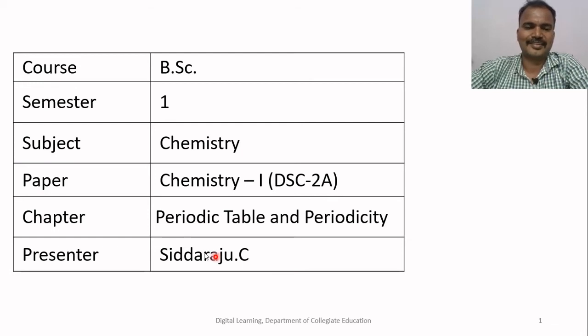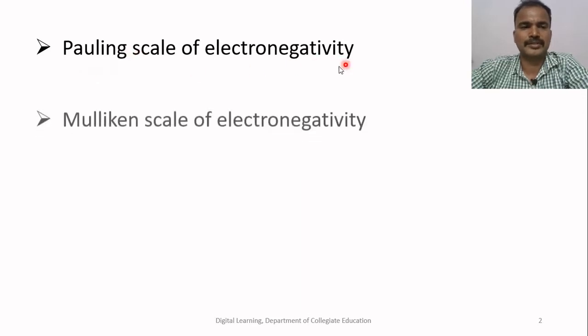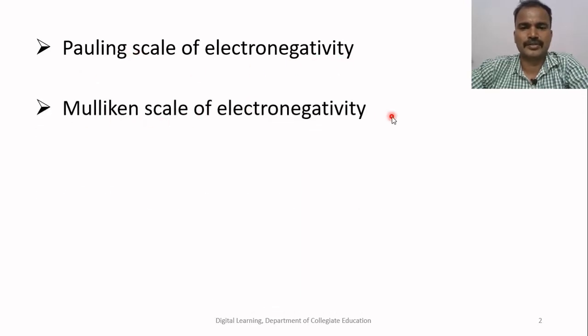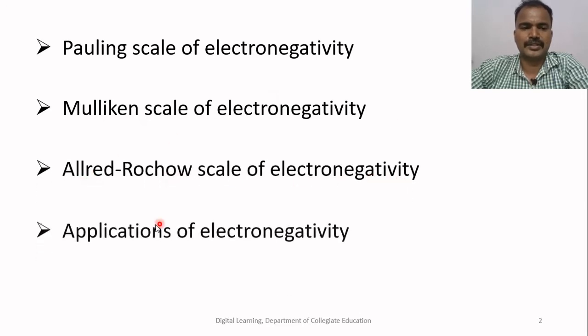Hi everyone. In this session I am going to discuss the unit periodic table and periodicity, in which I am going to discuss particularly the Pauling scale of electronegativity, Mulliken scale of electronegativity, Allred Rochow scale of electronegativity, and applications of electronegativity. Let me consider each one of these points in detail.